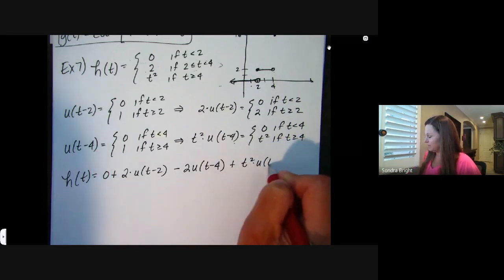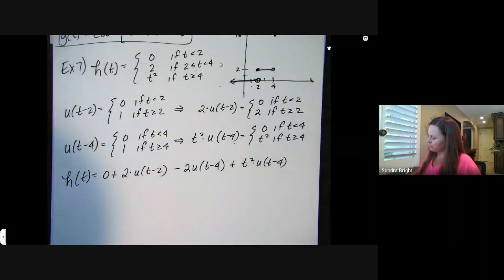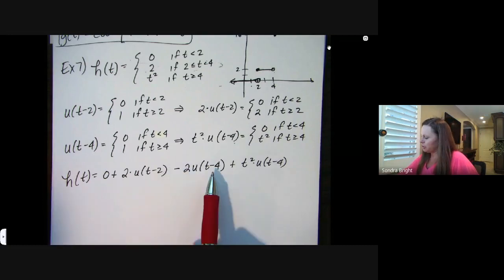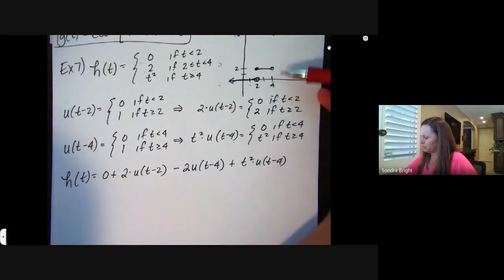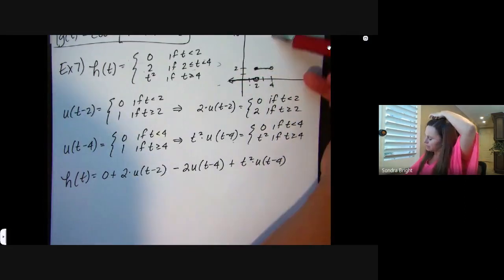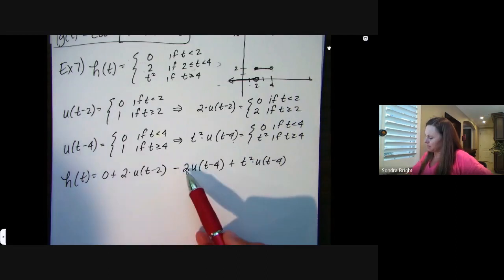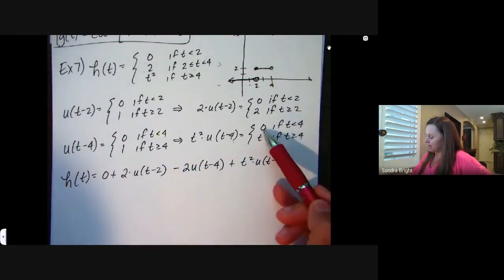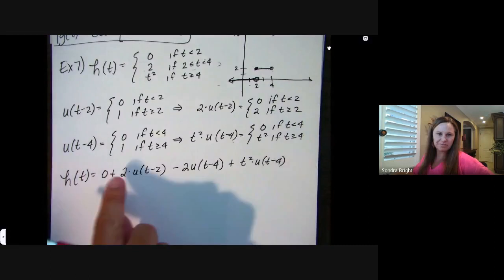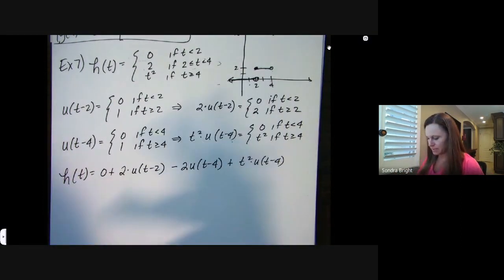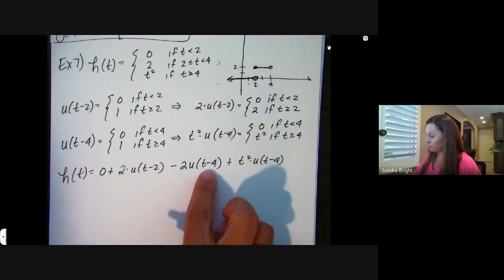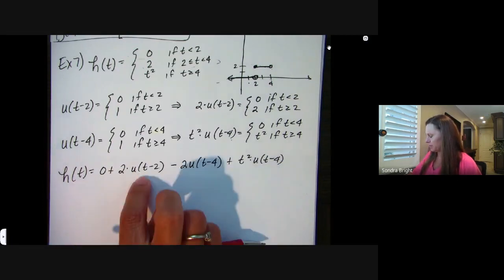If it helps, if this part confused you, you need to turn off the 2 and turn it into a t squared. If you figure out what negative 2 times u of t minus 4 would be, it would be a 0 and then a negative 2, and the negative 2 would turn off the positive 2. Hopefully that makes sense. And you need to turn it off when t is 4. Turn it on when it's 2, turn it off when it's 4.